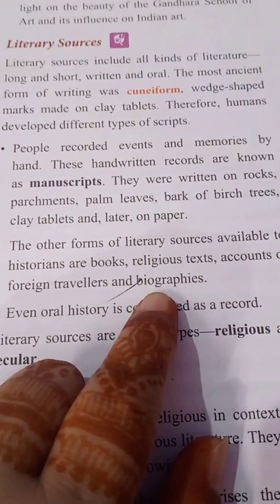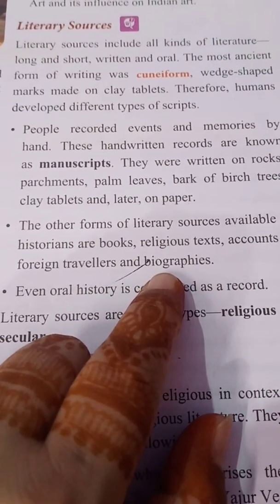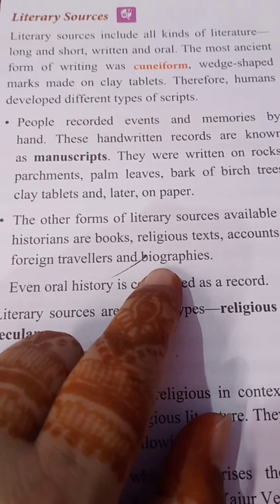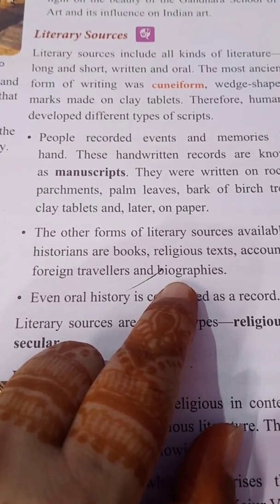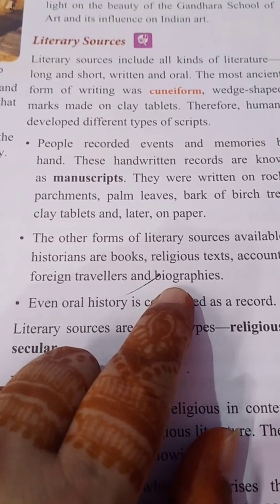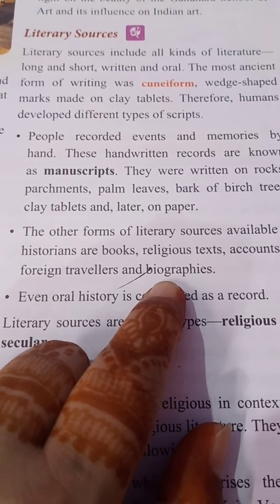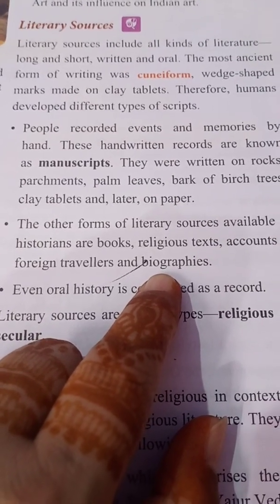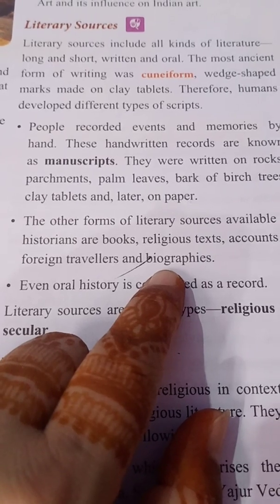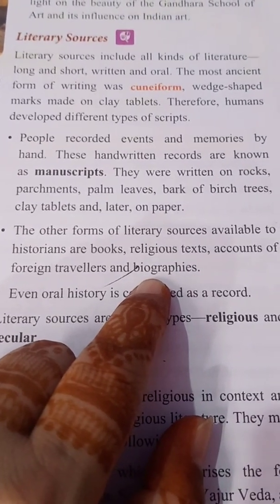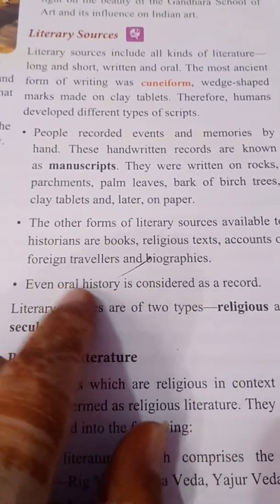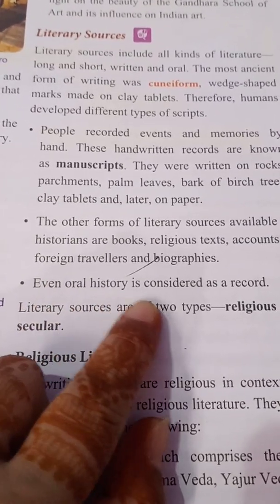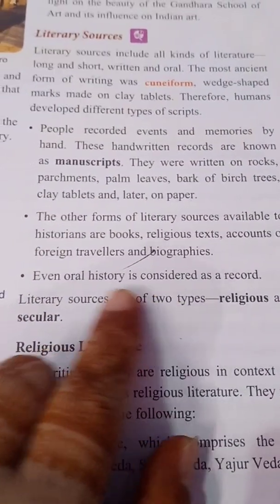And some biographies of great kings, like we have biographies of many Mughal emperors and other emperors like Maharana Pratap, and great warriors also, whom we have seen in movies. They are known as biographies. Even oral history is considered a record.